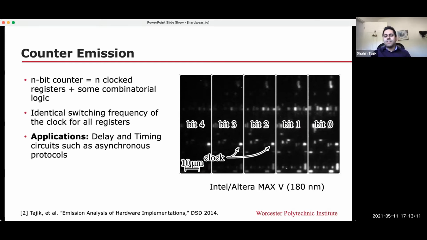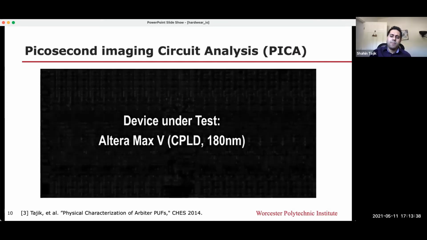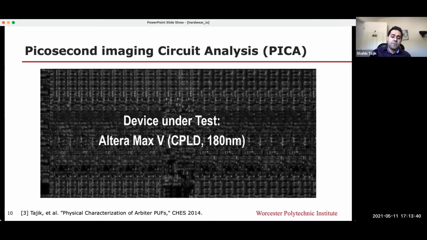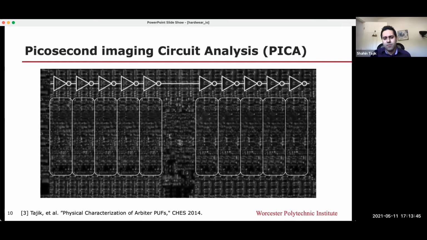So these are some examples to show you how, in the early days, photon emission could help us to localize some points of interest or some functionality we were looking for, and then attack later on. These are examples of spatial photon emission, but we can also combine spatial photon emission analysis with temporal photon emission analysis, which means basically you can start seeing how the signal is getting propagated over the chip.